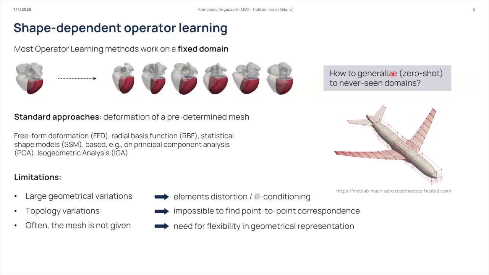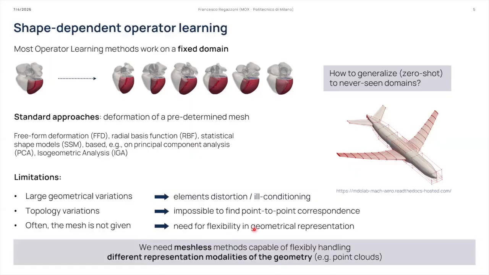So first of all, in case we have large geometrical variations, then we can have distortions of the elements that can lead to ill conditioning. Or when we even have variations in the topology of the domain, then it's not possible to deform a mesh to account for topological variations. And very often the mesh is not even given, and so we need flexibility in the way we represent the geometry. So in the end, we need meshless methods that are capable of flexibly handling different kinds of parameterization of the geometry. For instance, we would like to handle geometries represented as point clouds.